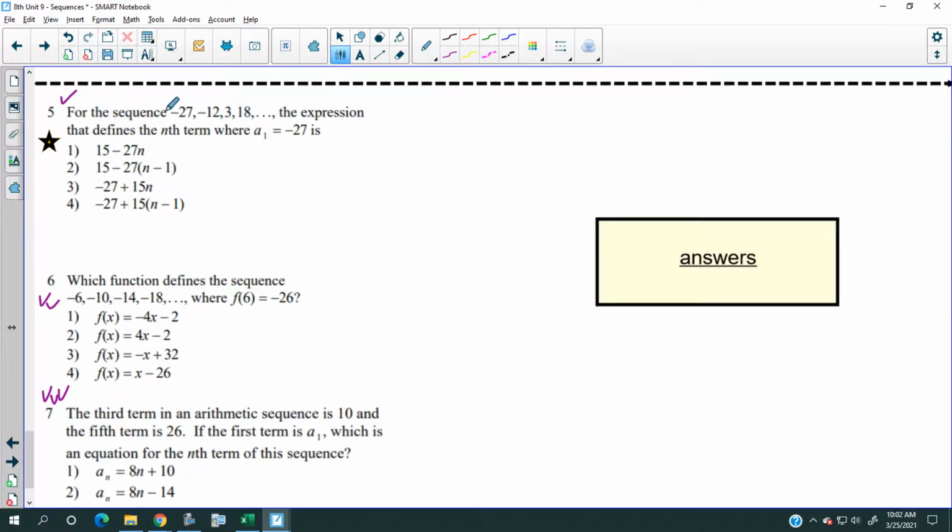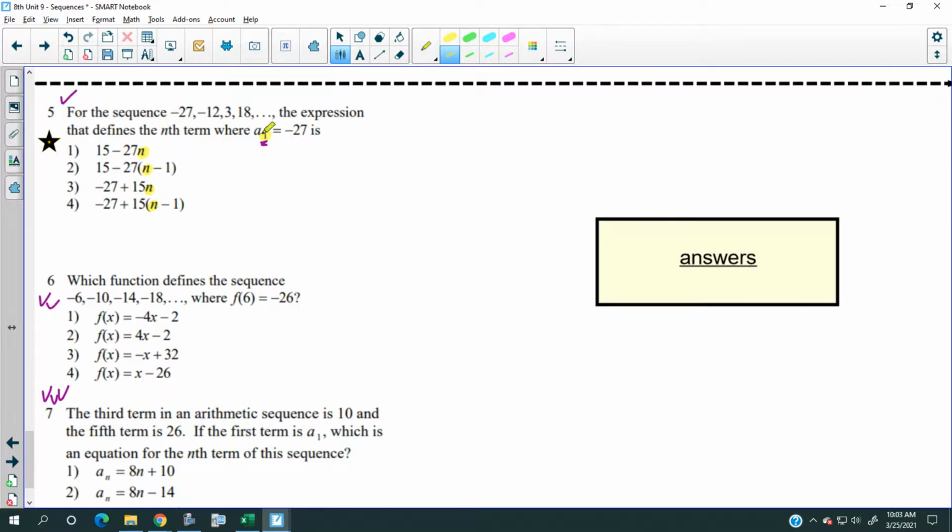So for the sequence of these numbers, the expression that defines the nth term, all you have to do is this. Just put this in. If a of 1 is 27, then all you have to do is put 1 in each of these choices, substitute, so use your calculator.